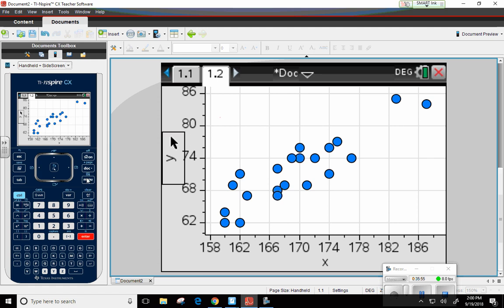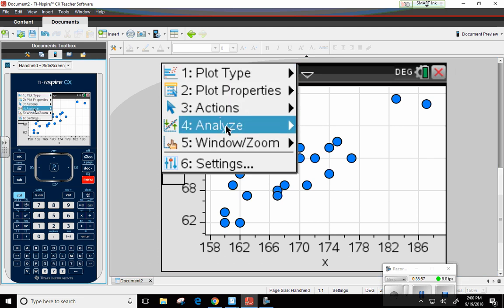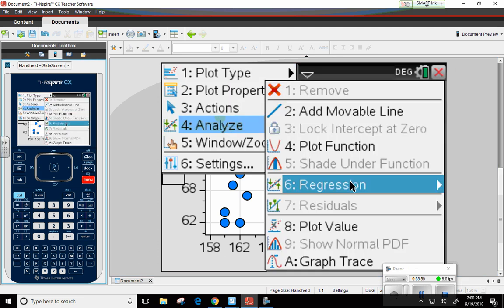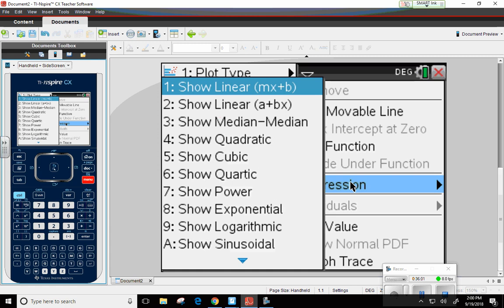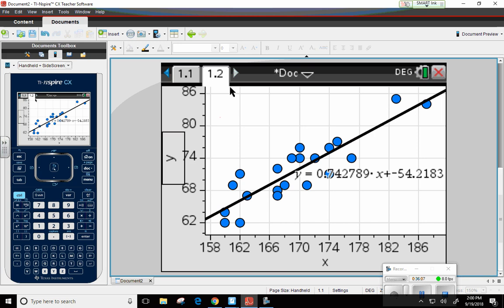Menu, analyze, regression. Remember, we call it a trend line, line of best fit, regression. And we want mx plus b. Okay. And there we go.